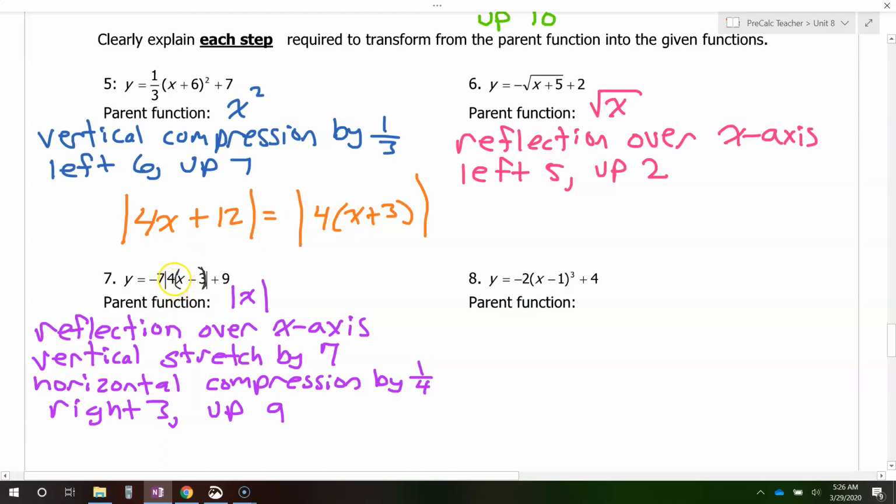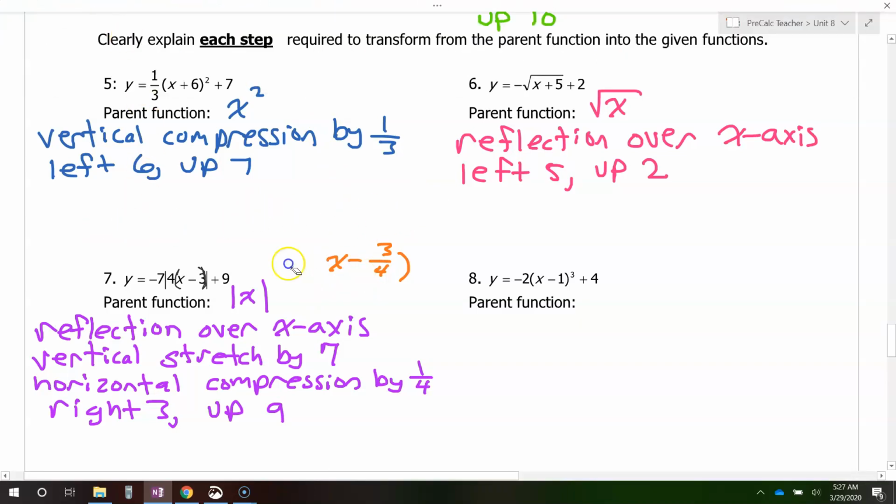So I don't think they meant for you to have to do that. So if you take the 4 out, the way they had it, you'd have to have 4 and then x minus, and it would have to be 3/4. I don't think that's what they were going for. So I think they meant to have parentheses.